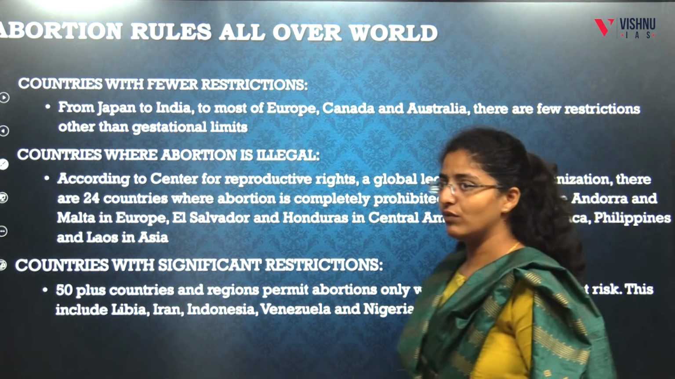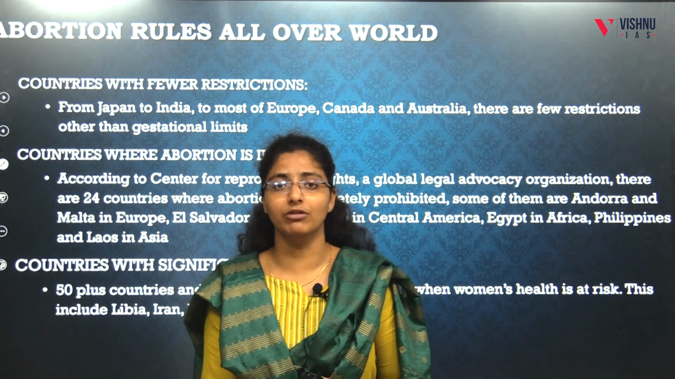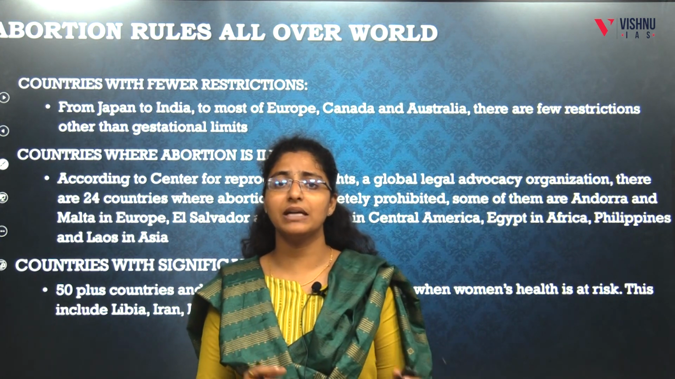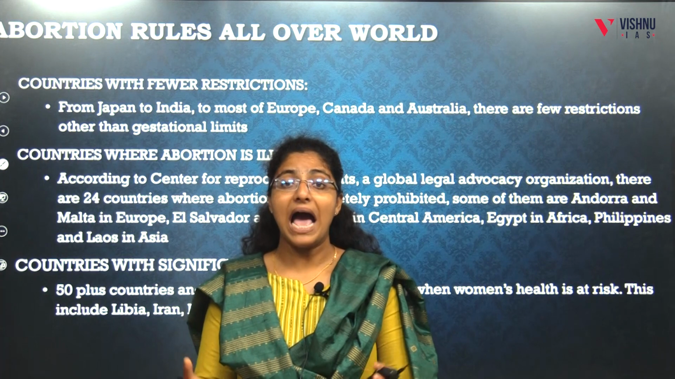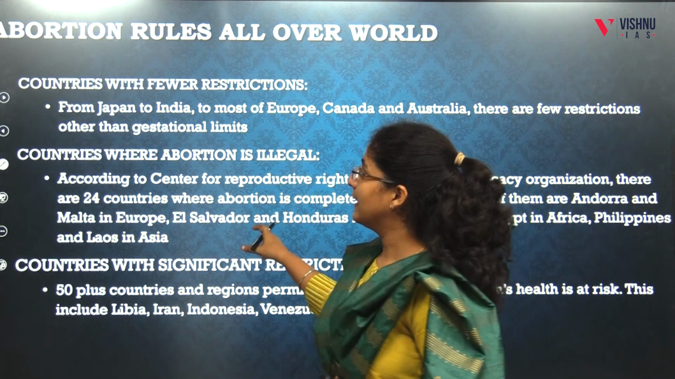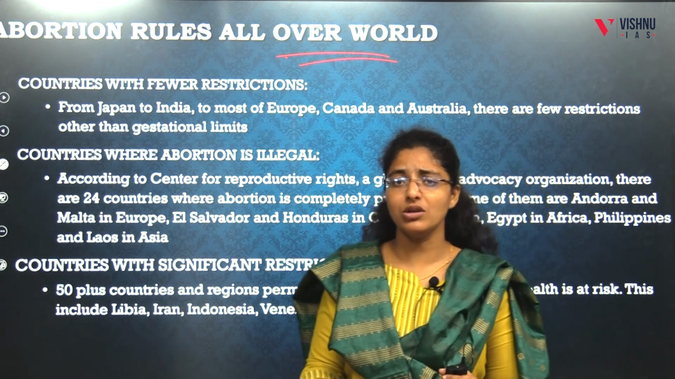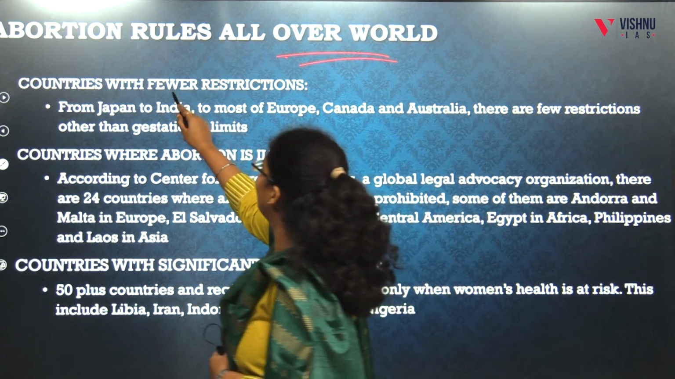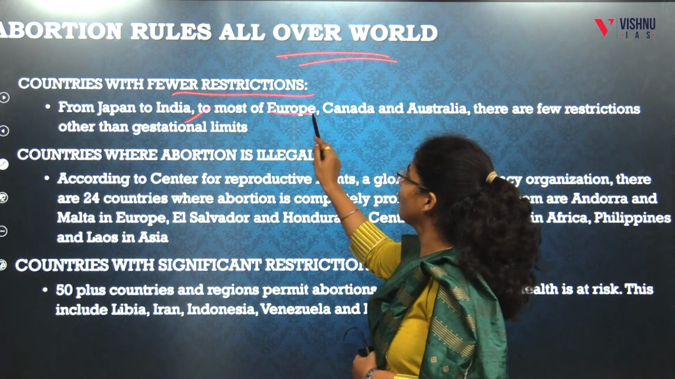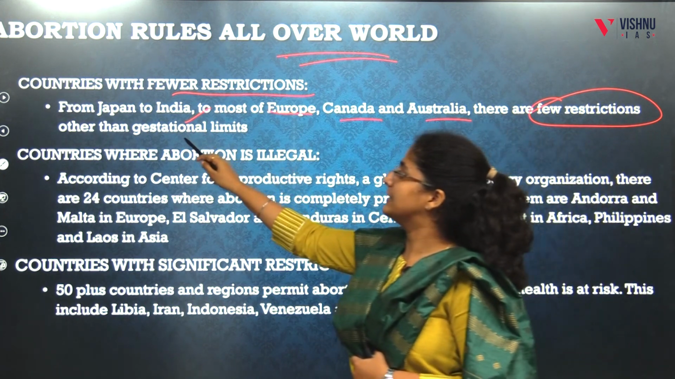Actually, we have just now learned about the significance, and not only in India but also the world. So when we make rules, social factors play a major role in accepting or rejecting a rule. All over the world, different countries make different laws for the people. Countries with fewer restrictions regarding abortion laws, from Japan to India, most of Europe, Canada, Australia, have few restrictions other than gestational limits.